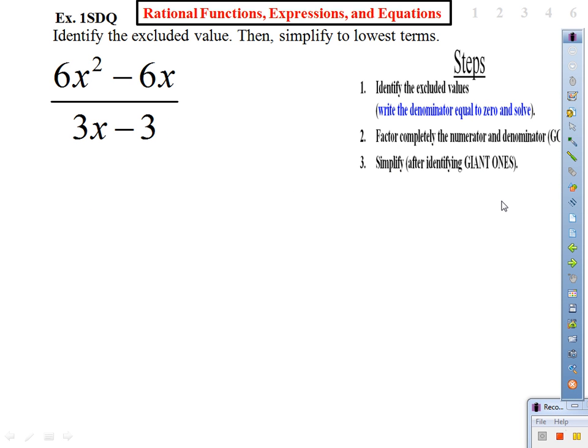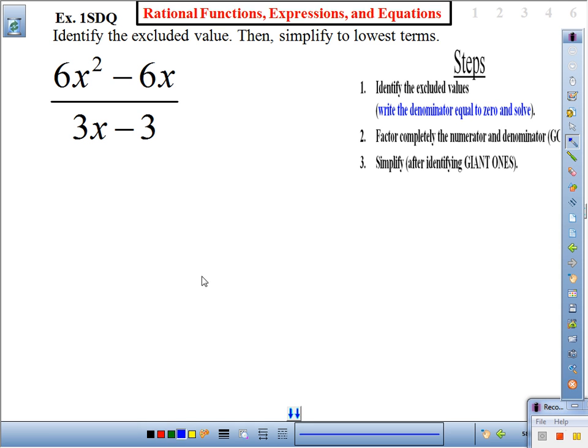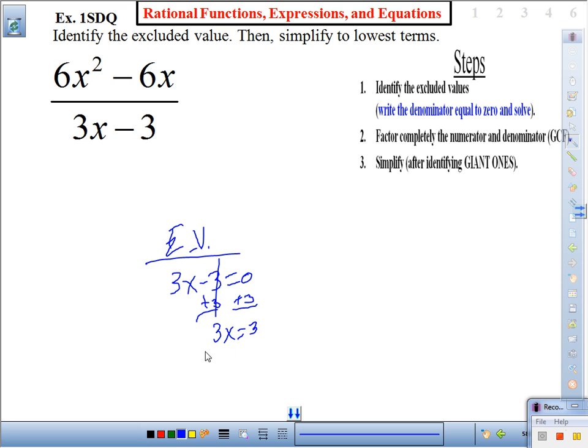Let's go. Example 1, super duper cube. We've got 6x squared minus 6x over 3x minus 3. 6x squared minus 6x over 3x minus 3. All right, Abraham, pass it to someone. To find the excluded value, what do I do? And then we solve. Plus 3, plus 3. 3x equals 3. Divide by 3. x equals 1. All right, so far so good. Pass it to someone.